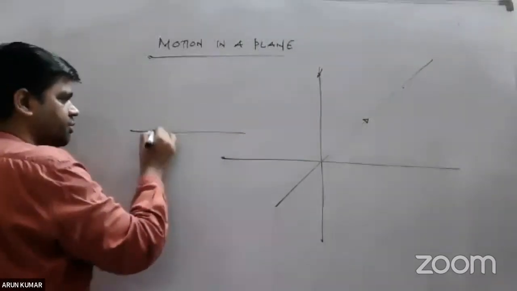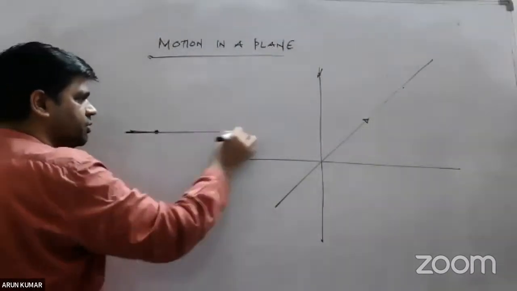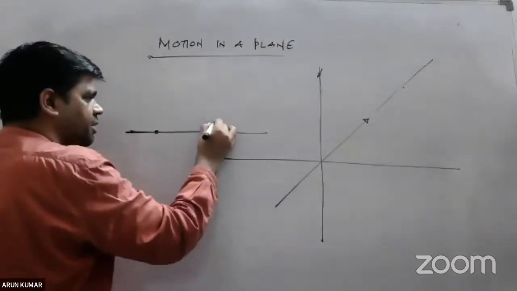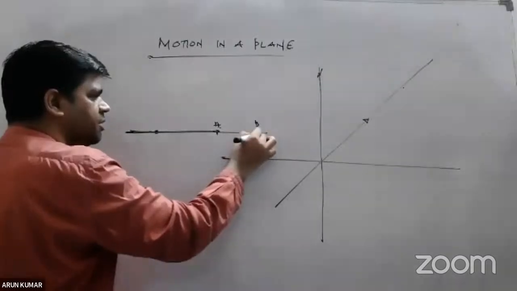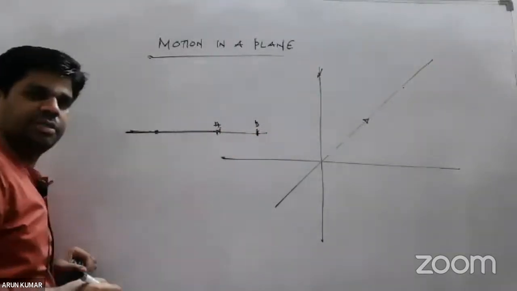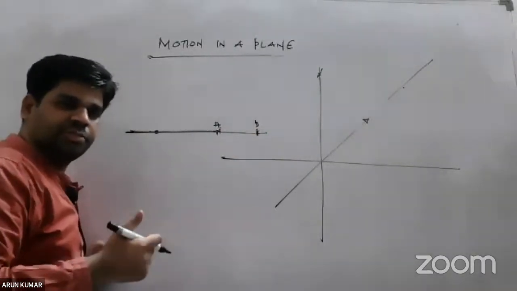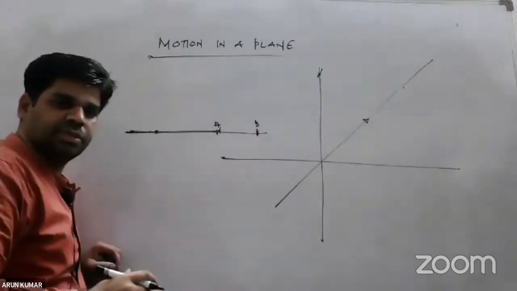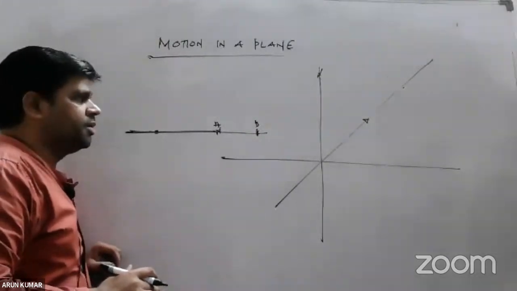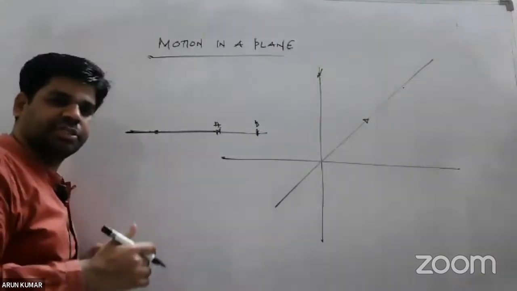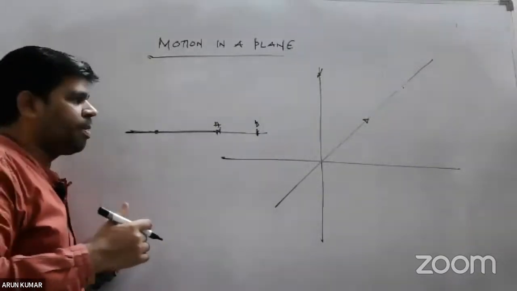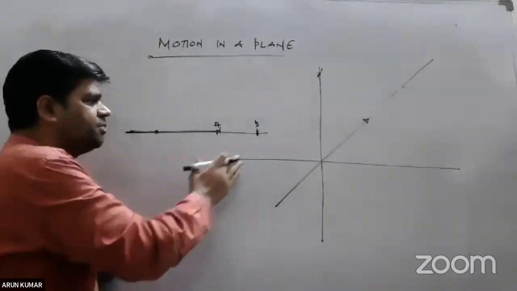A particle moves in one dimension. We talked about motion in one dimension also. So the particle went from position A to position B. So there is a change in position. Change in position results in motion. Motion is nothing but change in position. Now that has different aspects: displacement, velocity, acceleration, jerk, all of them. But if there is a change in position, there is motion.